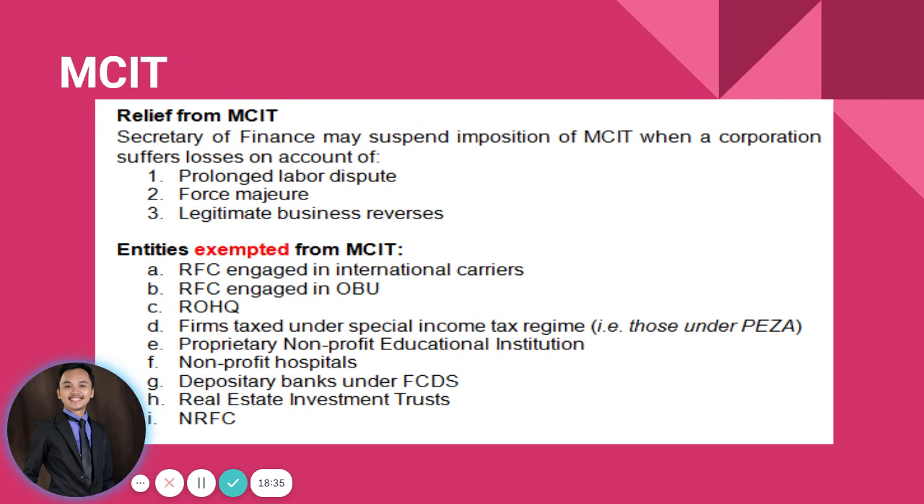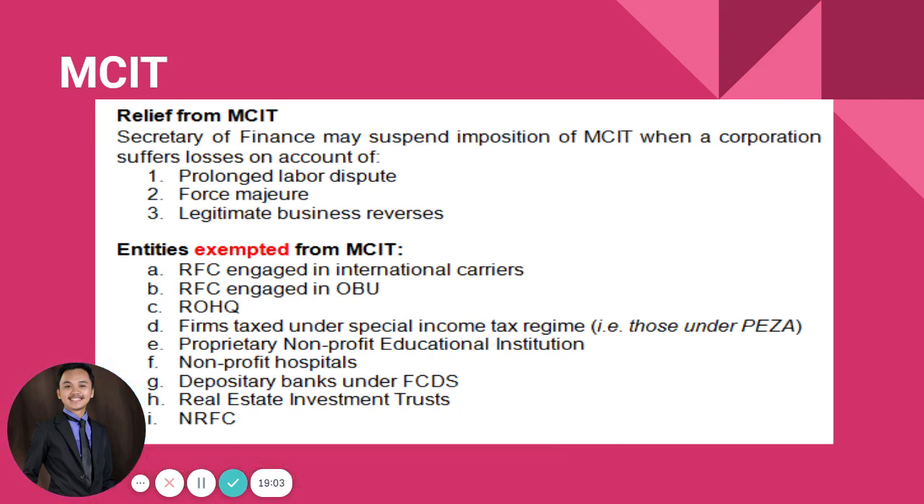So in cases where there is zero taxable income or negative taxable income, and these 3 scenarios are present, then the government cannot really enforce this corporation to pay tax due, again with the consideration of the Secretary of Finance. We also have here the list of entities which are exempted from MCIT.